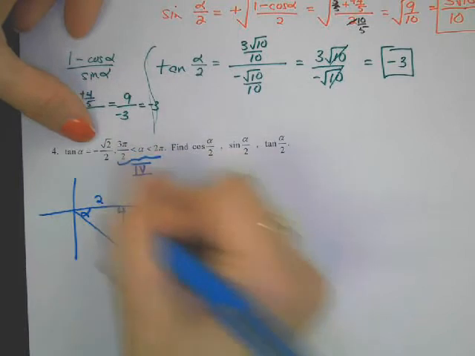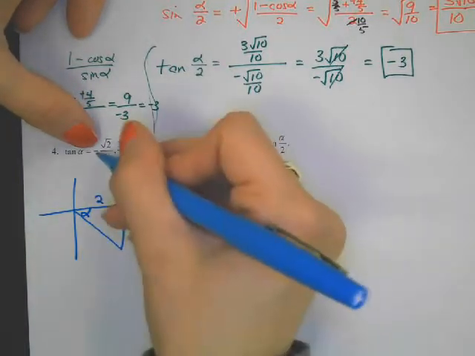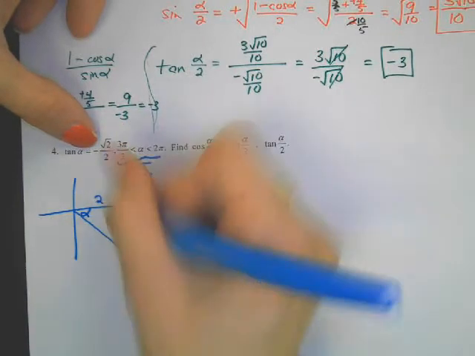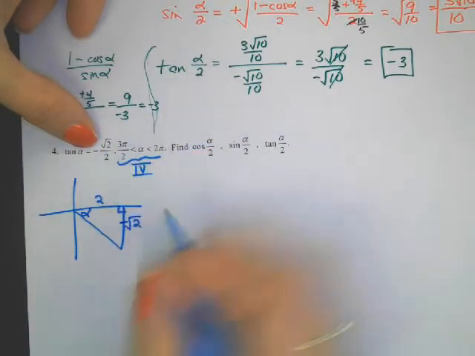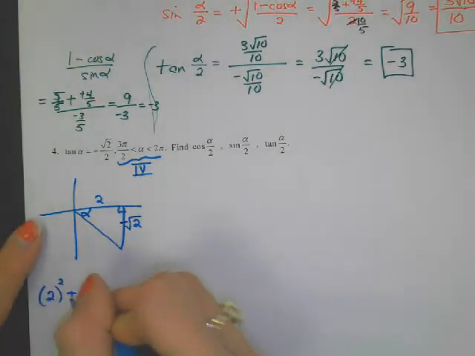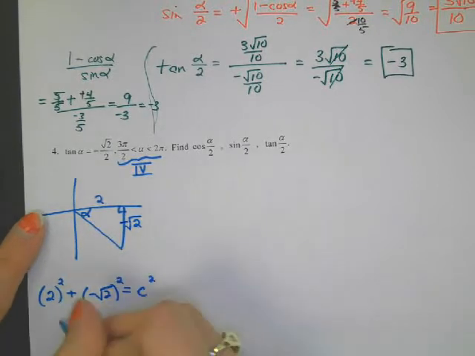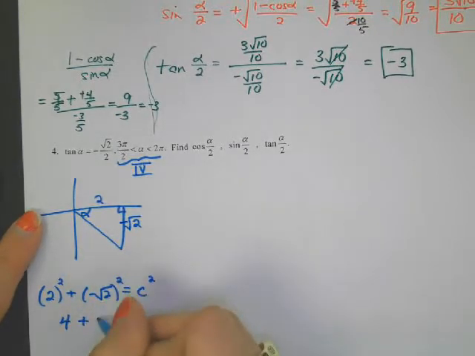Well, then they'd cancel out. So no, just one of them. And I'm going to put it on the one going down. All right, let's do a little Pythagorean theorem. 2 squared plus quantity negative radical 2 squared equals c squared. 4 plus positive 2 is c squared. And so the hypotenuse is radical 6.